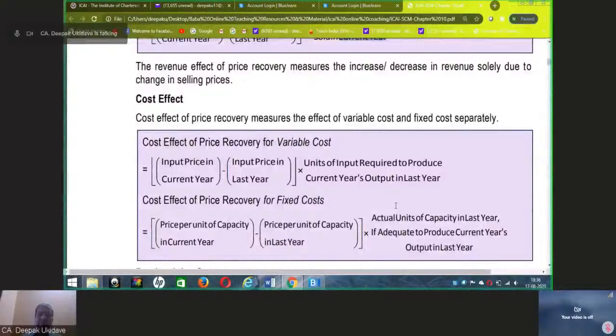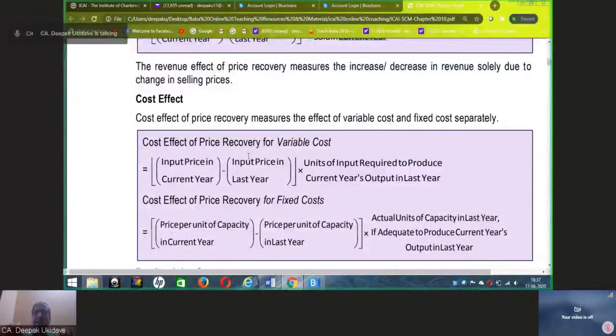So cost effect of price recovery for variable cost. Again, inside the bracket, it will be input price. Why input price? Because it is cost effect, and that too on account of variable cost. So input price in current year minus input price in last year. Inside the bracket, it is input price. So outside the bracket, it will be number of units of inputs required.